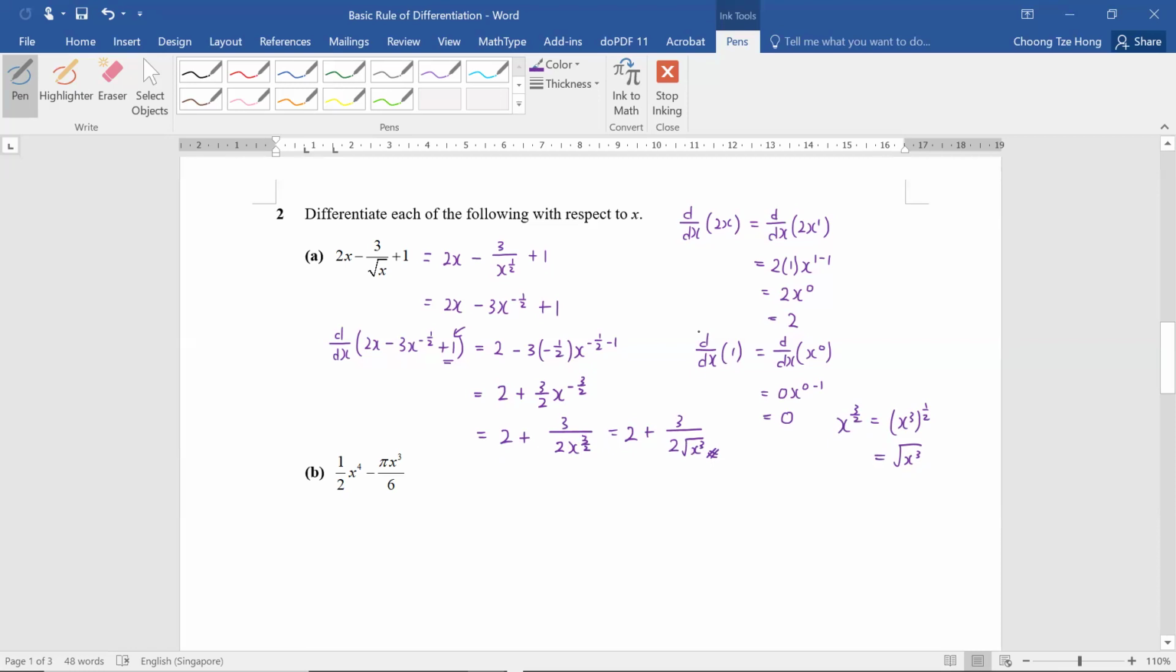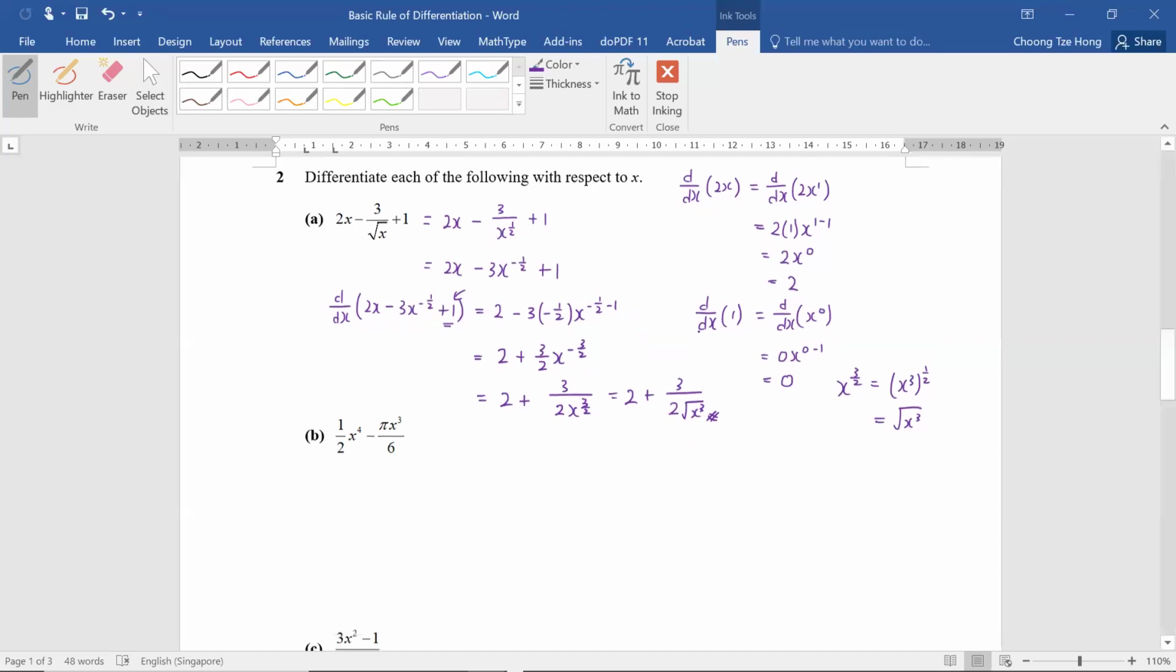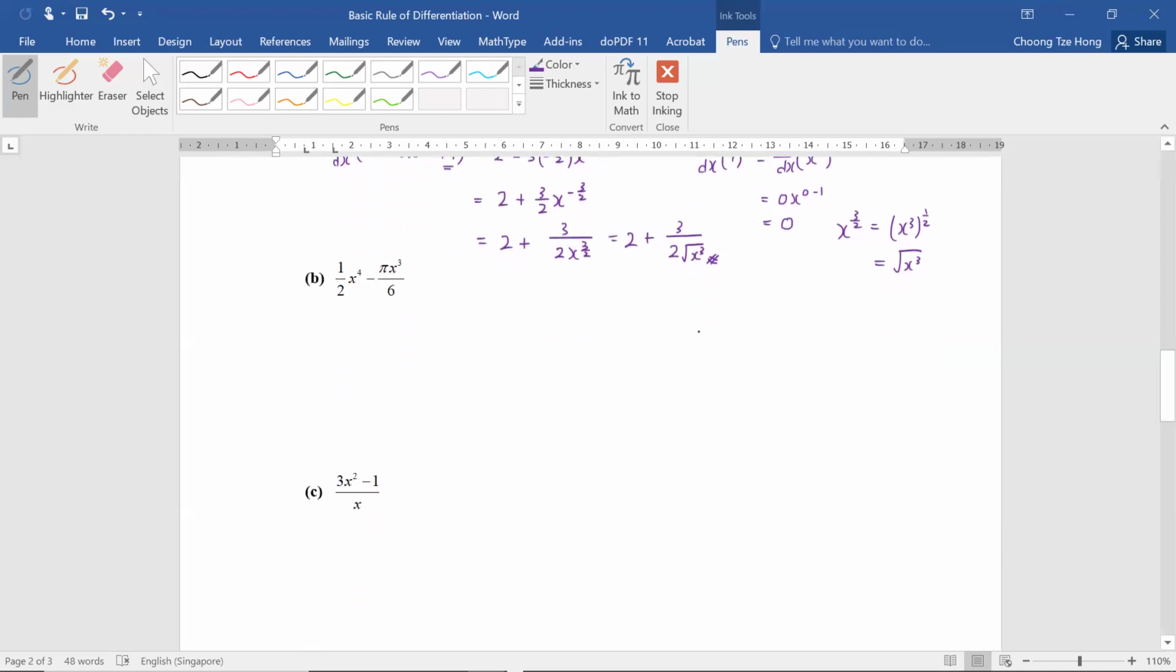So this will be the answer. I hope you are still able to follow so far. The basic rule of differentiation actually is not too difficult. Let's look at part B of this question. Part B is actually already in the form ready for differentiation. But maybe you want to separate out the coefficient from the x term. So pi x cubed over 6 we can write as pi over 6 x cubed. So we should differentiate this.